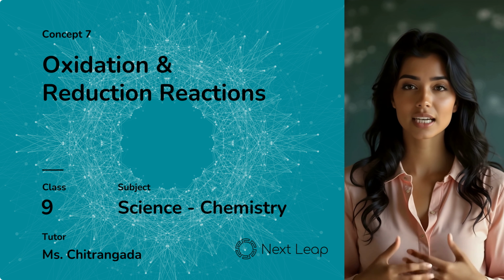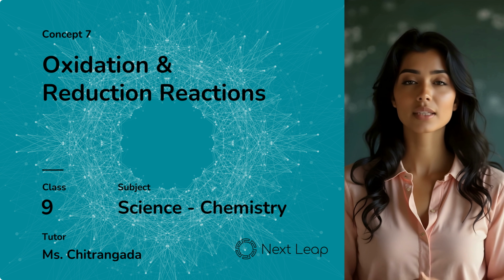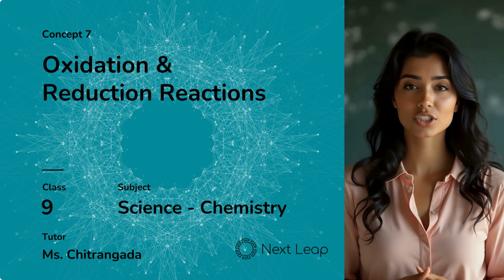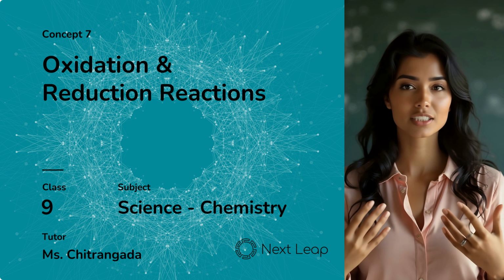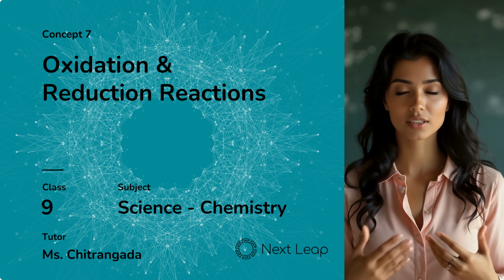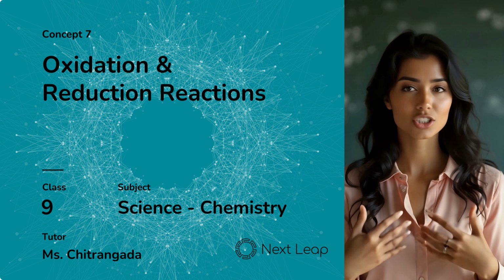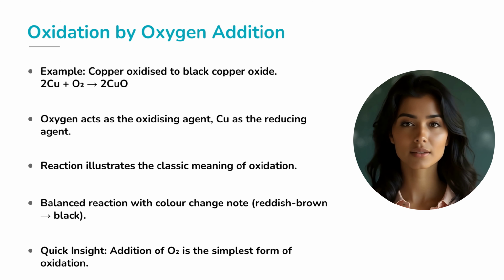You might notice that oxidation and reduction always occur together. That's why they are called redox reactions. Think of them like a dance: one partner loses electrons, oxidation, while the other gains them, reduction. Both need each other. Now, let's look at oxidation in action.